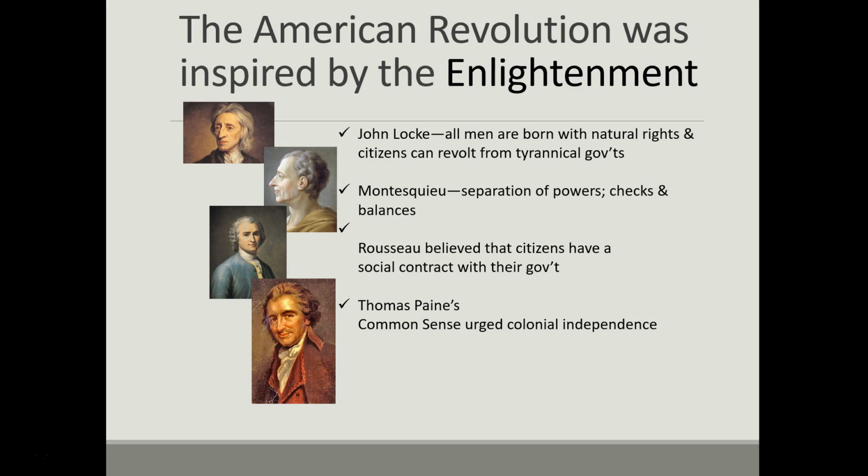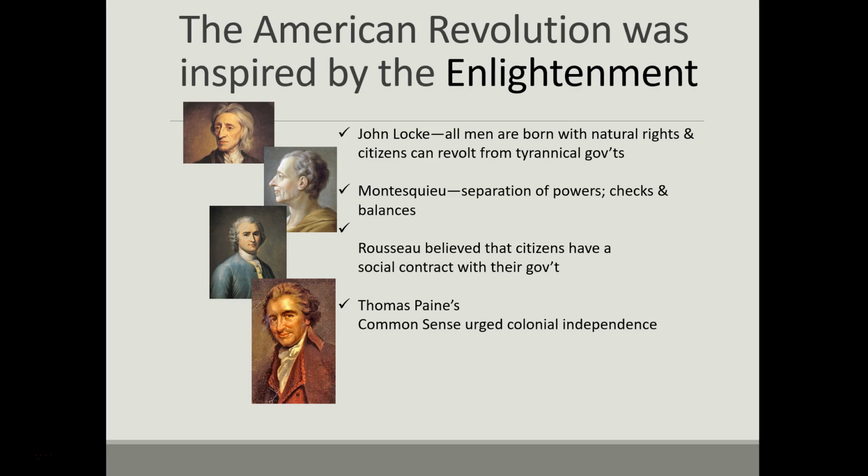And then Jean-Jacques Rousseau, who believed that citizens have a social contract with their government. Government's meant to protect them, citizens serve the government. And this is also where Thomas Paine gets a lot of the ideas that he uses to write Common Sense, which was a pamphlet that was distributed throughout the colonies, urging colonial independence. He's basically saying, we must break from Britain, and here's why. And most of the ideas within Common Sense are based upon these Enlightenment thinkers and distributed to the colonies so that we can look at them and say, okay, no, this makes sense.